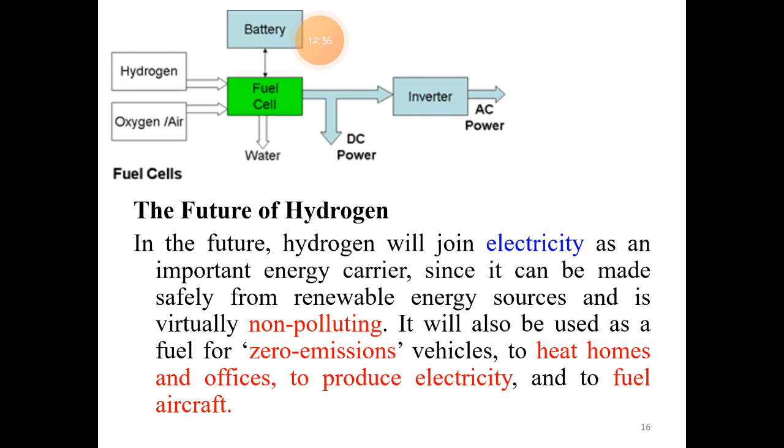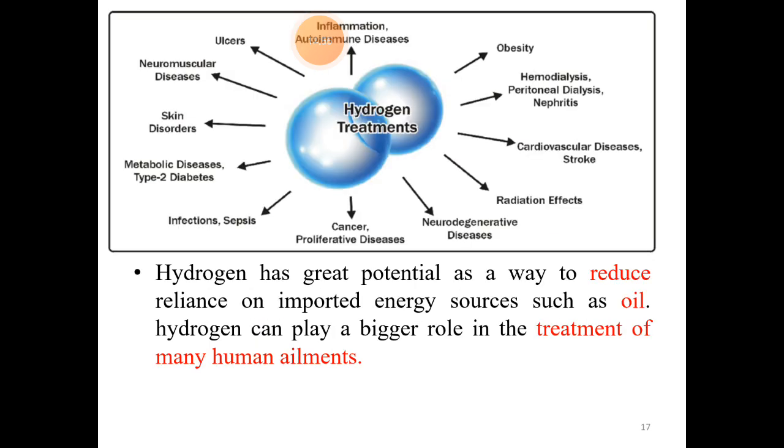non-polluting, producing zero emissions of greenhouse gases, and it heats up homes and offices. Then it is used to produce electricity. It is used as fuel in aircraft and other spacecraft. Hydrogen has greater potential to reduce the dependence on imported energy resources such as crude oil. It is also used in the treatment of many ailments, that is human disorders, as we see in the slide here.